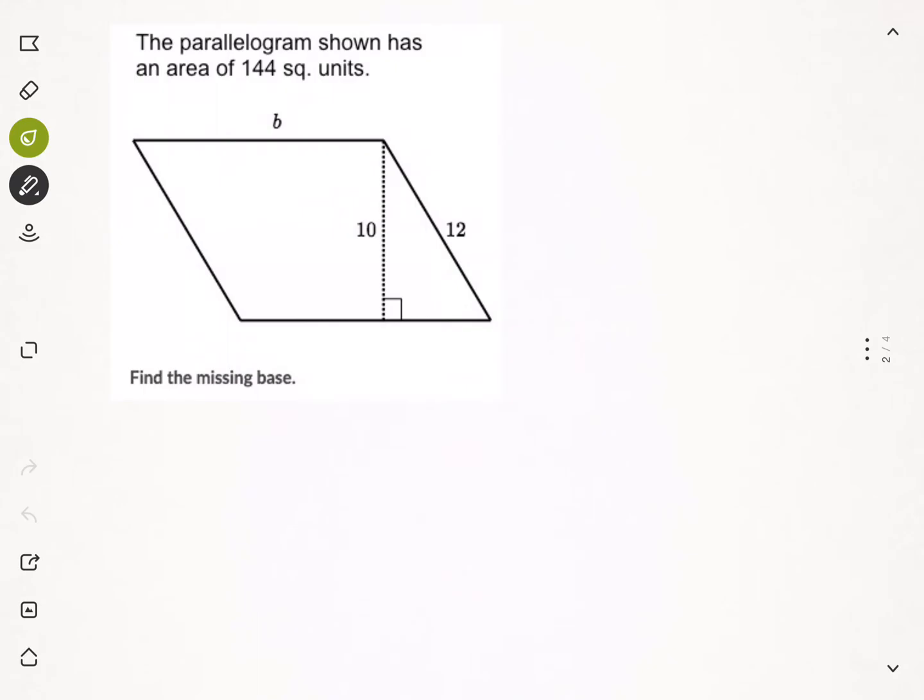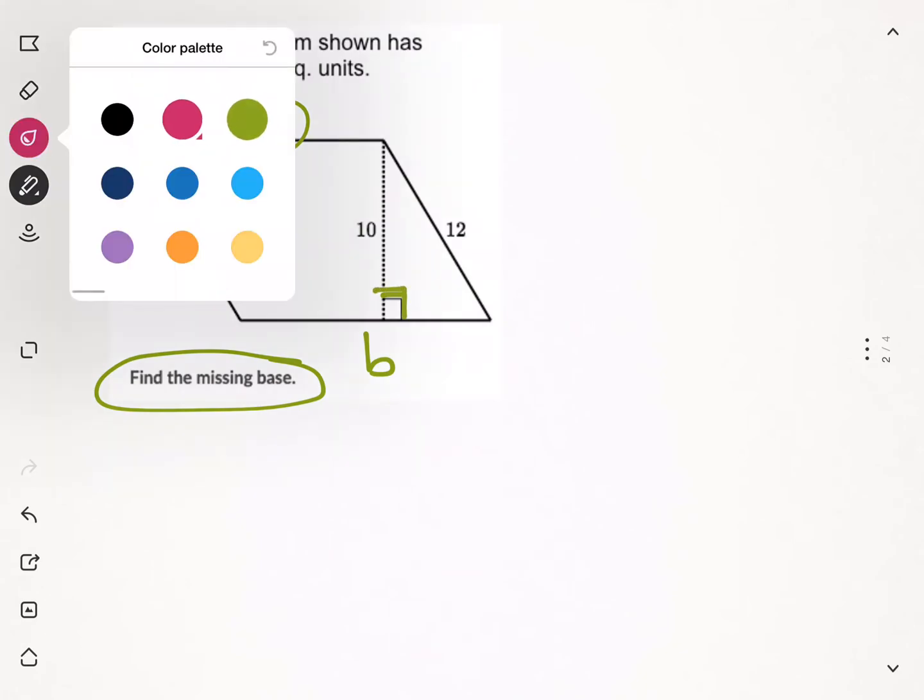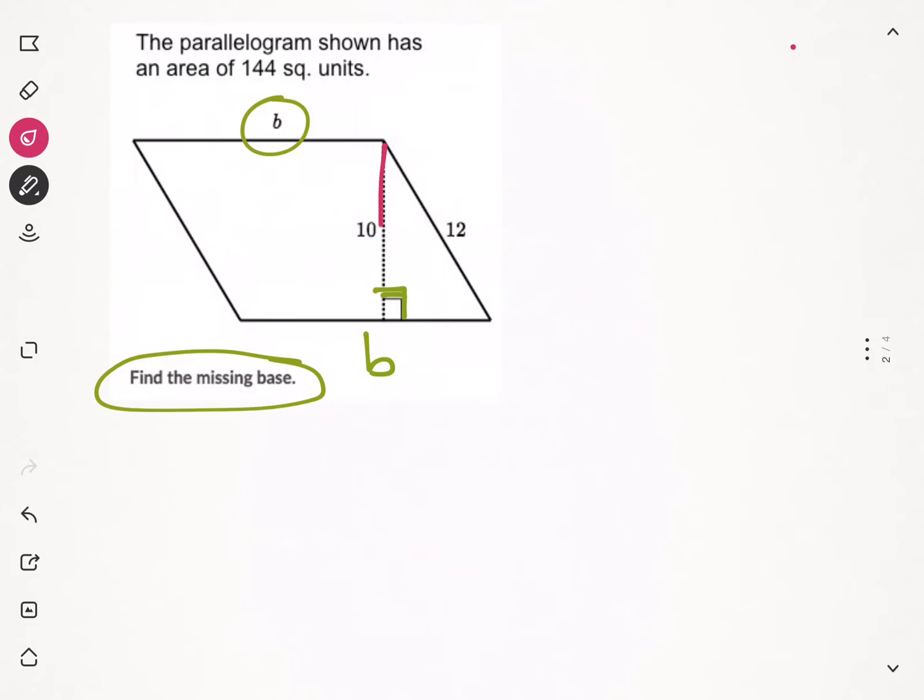First example, the parallelogram shown has an area of 144 square inches, and we want to find the missing base. So we want to know what this base is. Now that's the same length as down here. This is also the base. So as always, we find that right angle. That right angle is going to tell us where is the height, where is the base, and if they give us extra information that we don't need, I'm going to cross that out. So we don't need that 12.